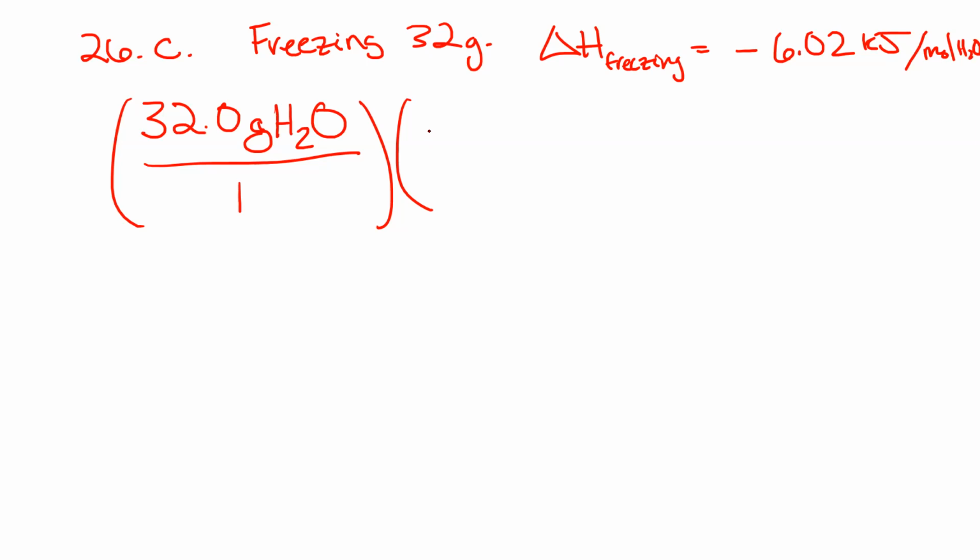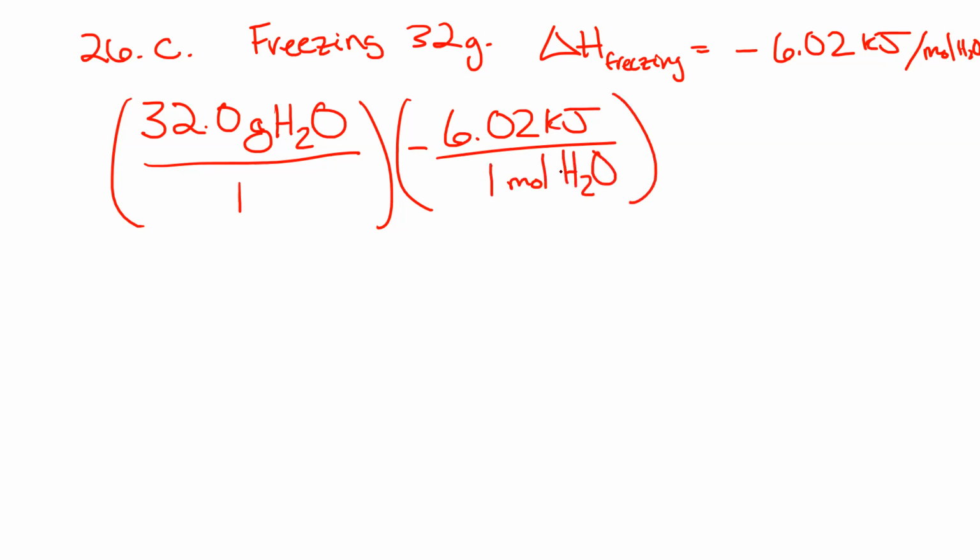Okay, any questions so far? Okay, so I'm going to put minus 6.02 kilojoules over 1 mole of H2O. And now I can see that grams and moles are not going to cancel. So I need a way to get moles of water. Does that make sense? So what additional thing do I need to stick in the parentheses here?